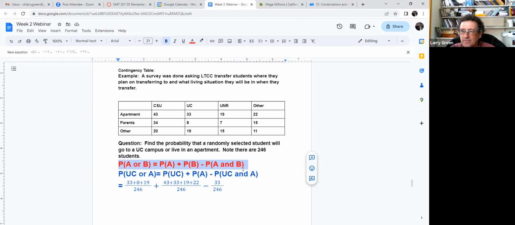Okay, so the next thing I did is, instead of A or B, I used what we're interested in. We want to find the probability that they'll go to a UC campus or live in an apartment. I'll call that UC, or A for apartment. Sound good? So now I can use the formula and say that's the probability of UC plus the probability of A, or apartment, minus the probability of UC and apartment. Any questions on this formula?